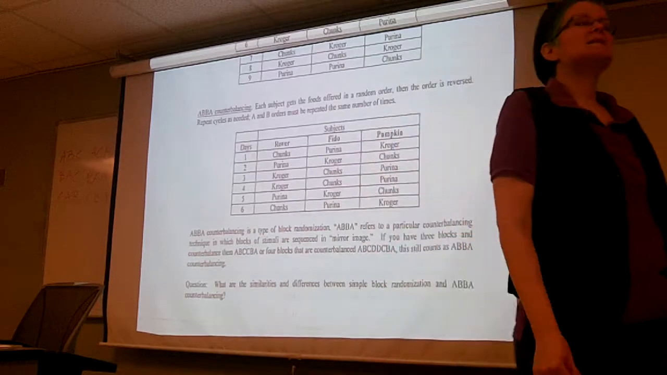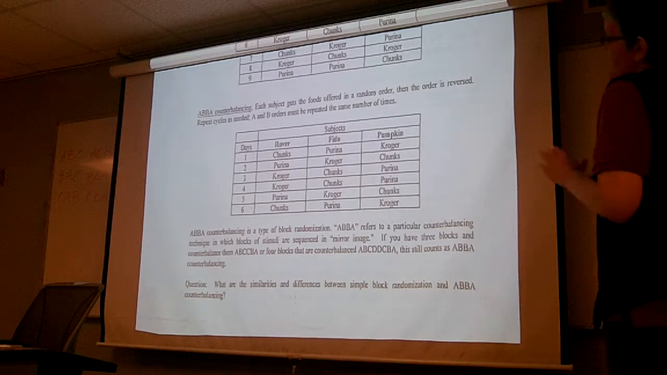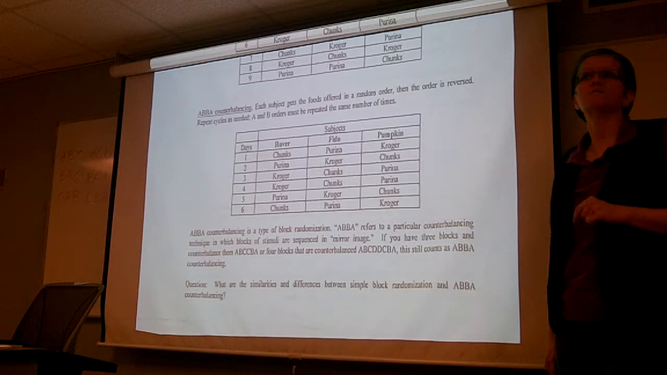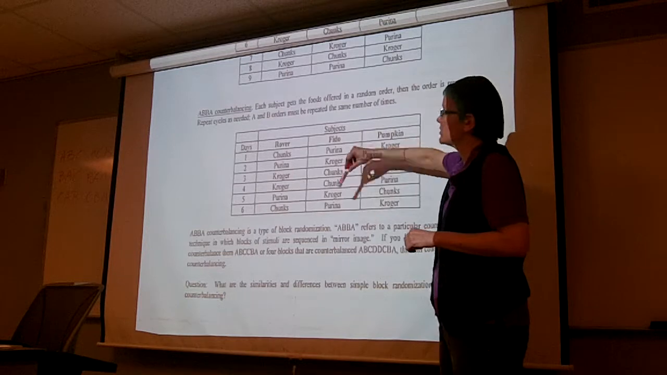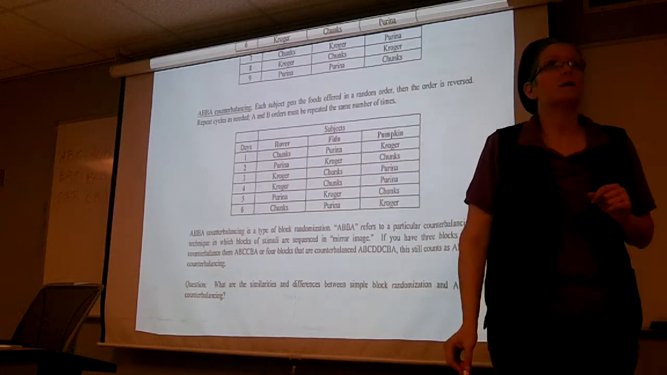is where I select a random order for each dog to start off with, and then the second random order that they experience is just the first order in reverse. So for Rover, I choose Chunks, Purina, Kroger. That's his first series. That's his first block. For Fido, Fido's first block is Purina, Kroger, Chunks. Pumpkin's first block is Kroger, Chunks, Purina.